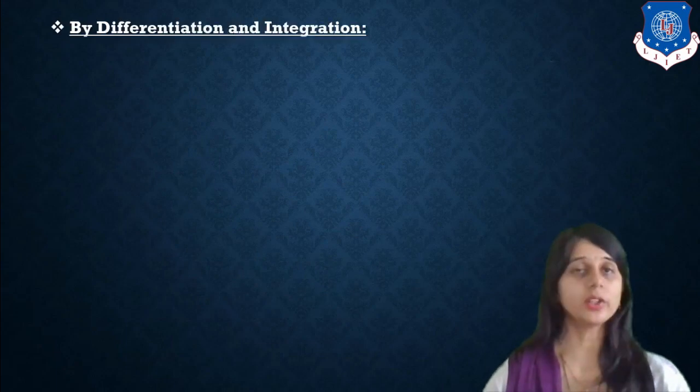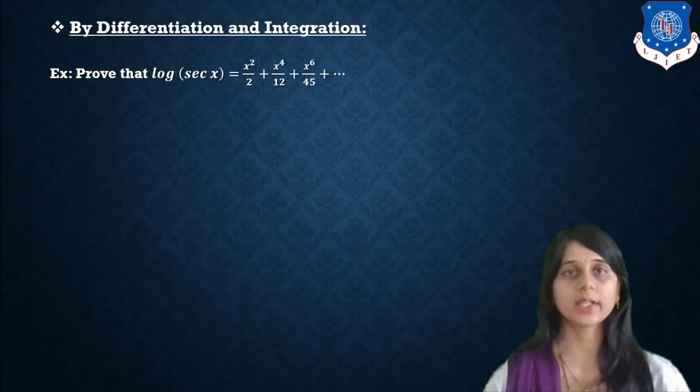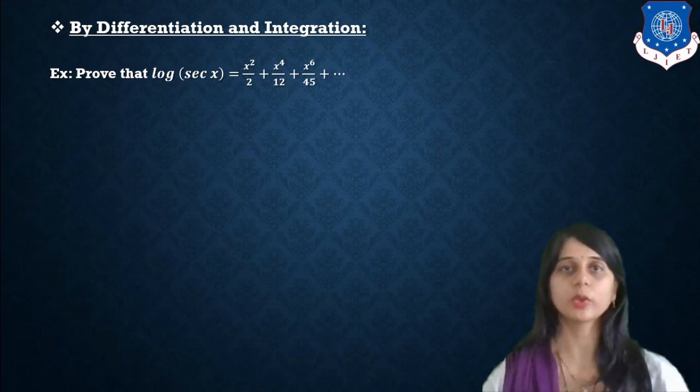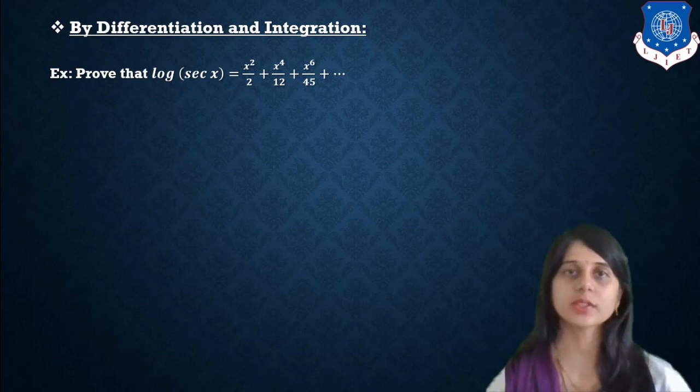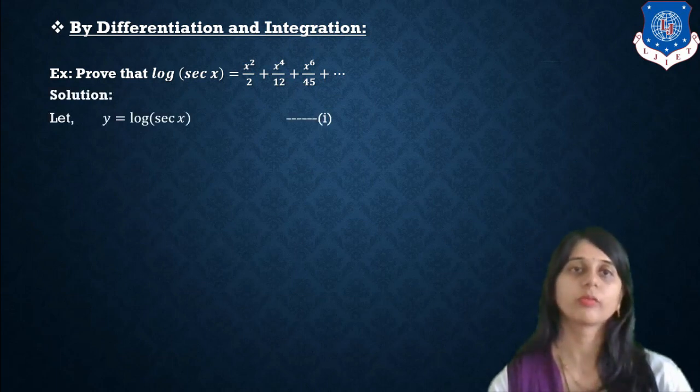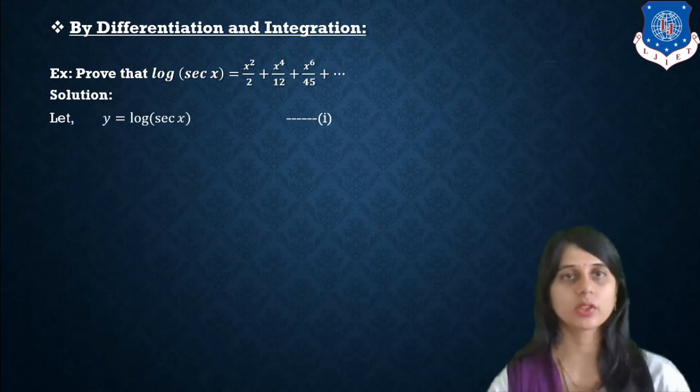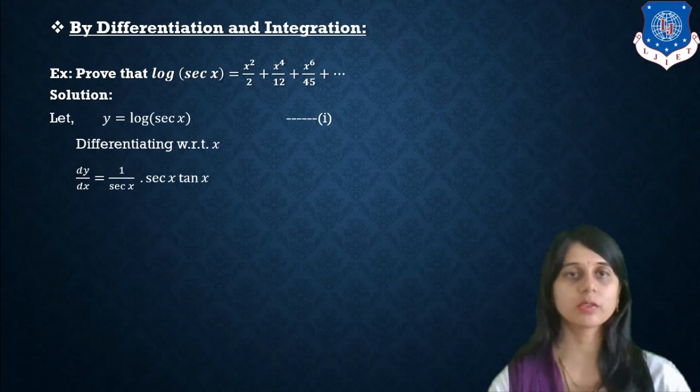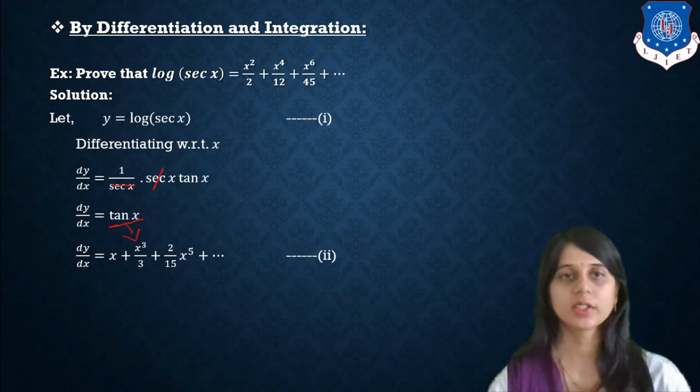By differentiation and integration, prove log sec x equal to x square by 2 plus x raised to 4 by 12 plus x raised to 6 by 45 plus up to. Now y equal to log sec x, equation 1. Differentiating with respect to x, dy by dx equal to 1 by sec x into sec x tan x. So sec x cut, getting dy by dx equal to tan x. Now what is the series of tan x?